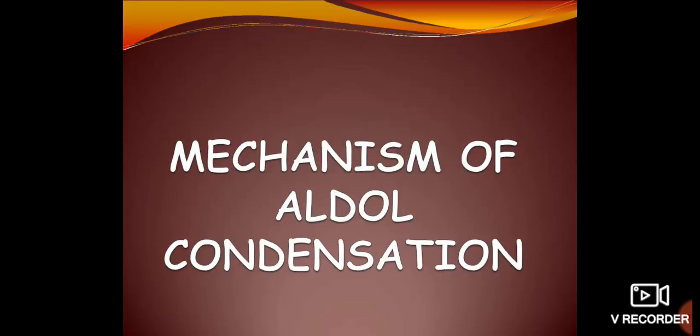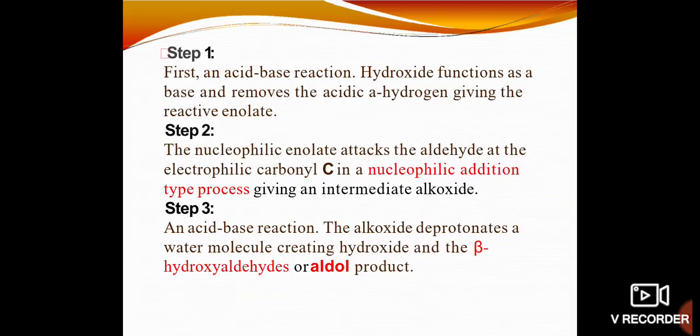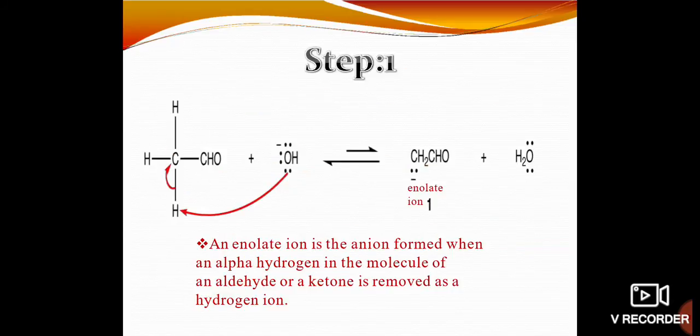Mechanism of aldol condensation. In this mechanism, three steps are involved. The first step is an acid-base reaction. Hydroxide functions as a base, removes the acidic proton, giving the reactive enolate. First we are taking an aldehyde. It is treated with base, that is OH minus ion, that is coming from NaOH. This OH minus ion abstracts the proton to form an enolate ion and a water molecule. An enolate ion, we are seeing that CH2CHO with negative charge, that is the enolate ion.